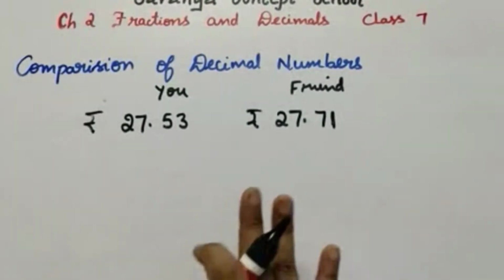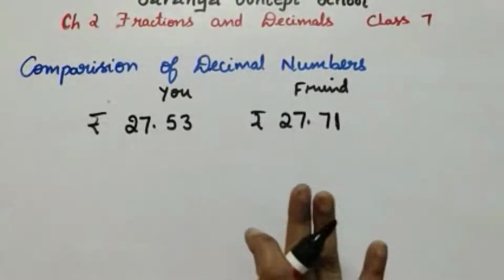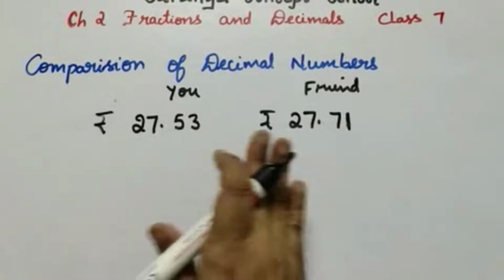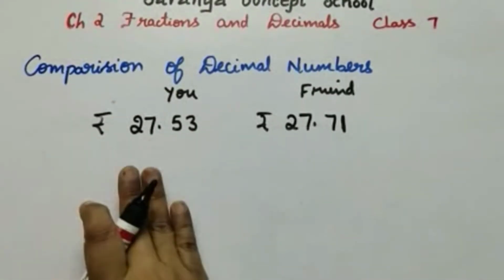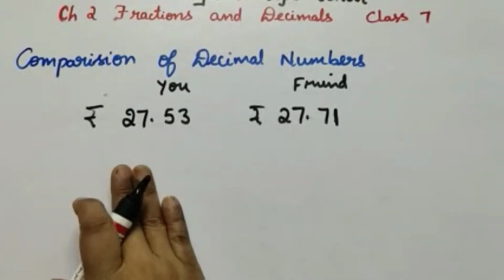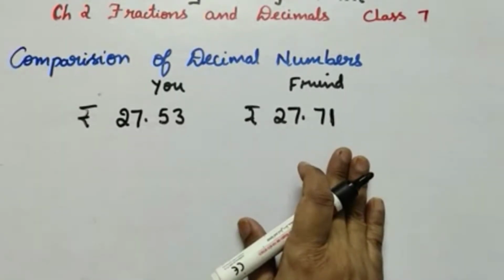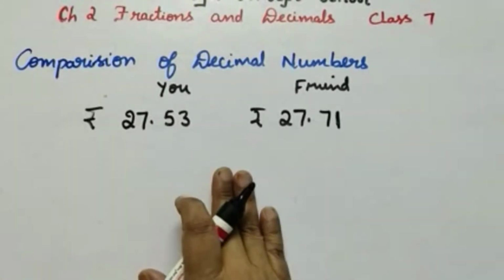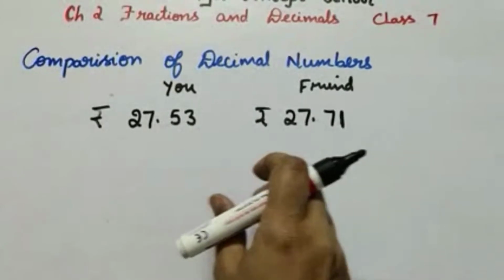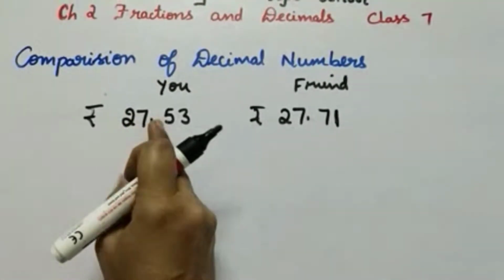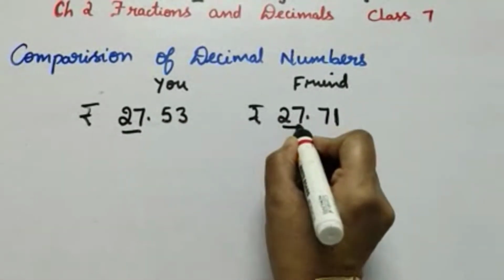Now tell me, who has more money? To find this, we need to compare the decimal numbers, right? Rupees 27.53 and rupees 27.71 we need to compare. To do this, we first compare the digits on the left of the decimal point.